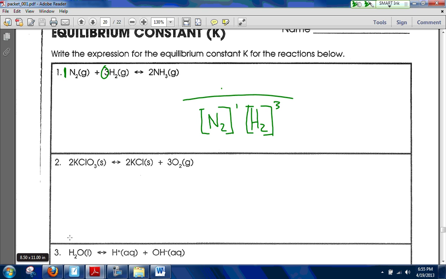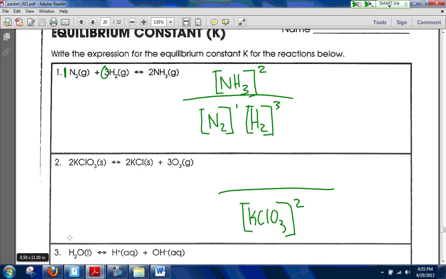So I'm going to have NH3 raised to the second power. Pretty simple. I'll do the second one. On the bottom we have KClO3 raised to the second power. And on the top we'll have KCl raised to the second, O2 raised to the third. Now these ones are important because it asks you for these on the next page.